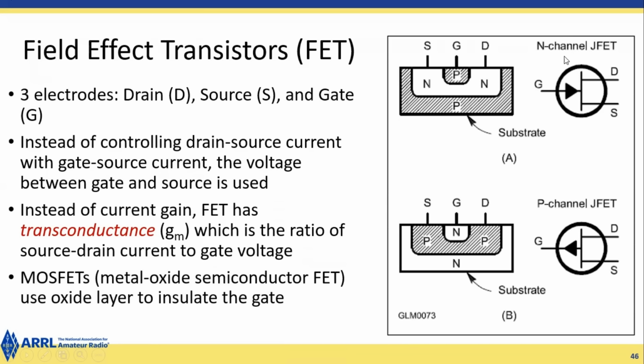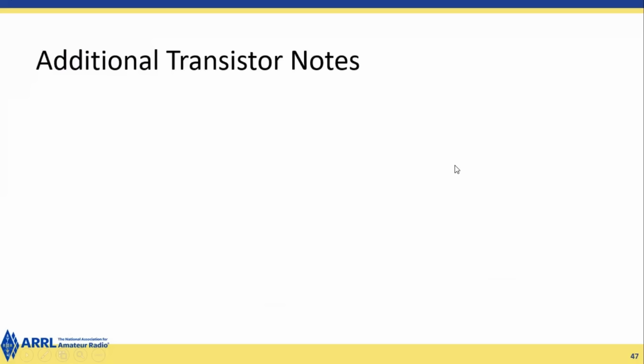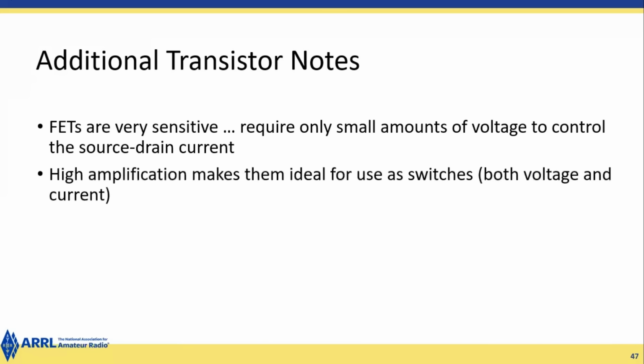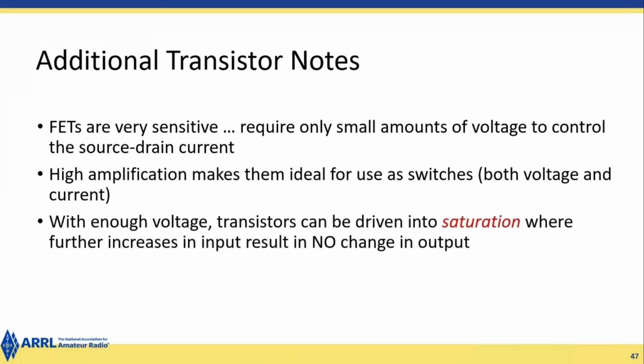So when you look at the figure on the right here, here's an N channel. It's got a P material with N and a P in the middle, and then the opposite is a P channel FET, which has an N channel substrate. FETs are very sensitive. They require only small amounts of voltage to control the source drain current. High amplification makes them ideal for use as switches, both voltage and current.